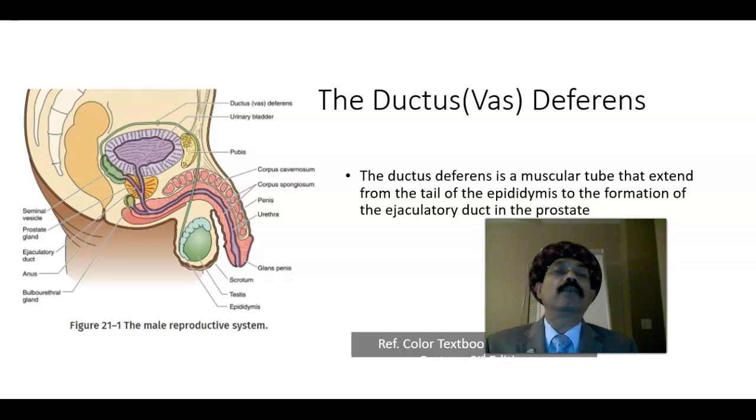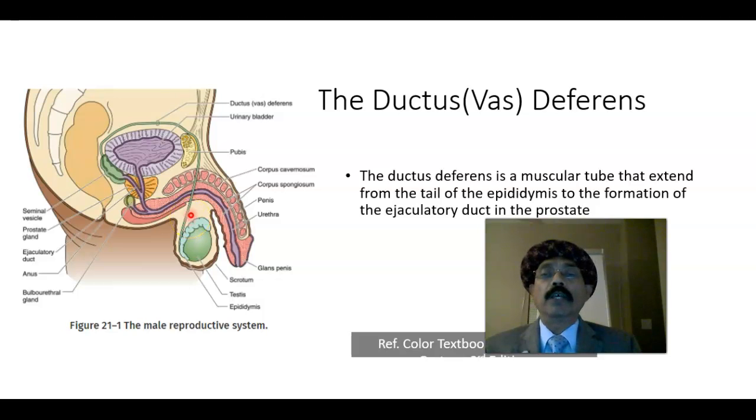Today I will discuss the histology of the ductus deferens, also called vas deferens. So what is the ductus deferens? The ductus deferens is a muscular tube that extends from the tail of the epididymis to the formation of the ejaculatory duct in the prostate. It is a content of the spermatic cord.